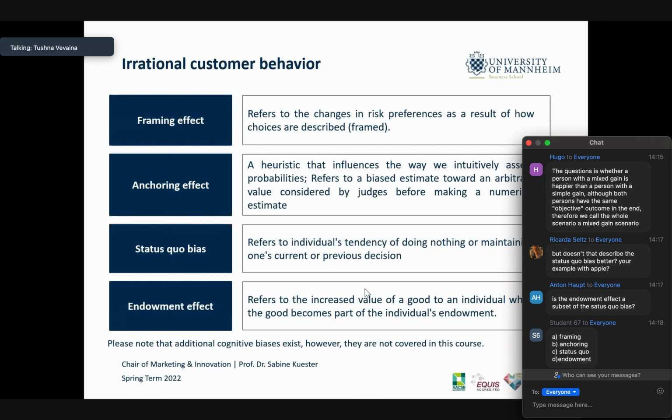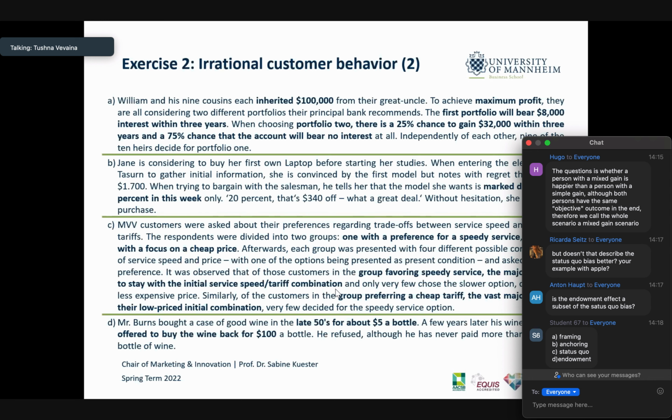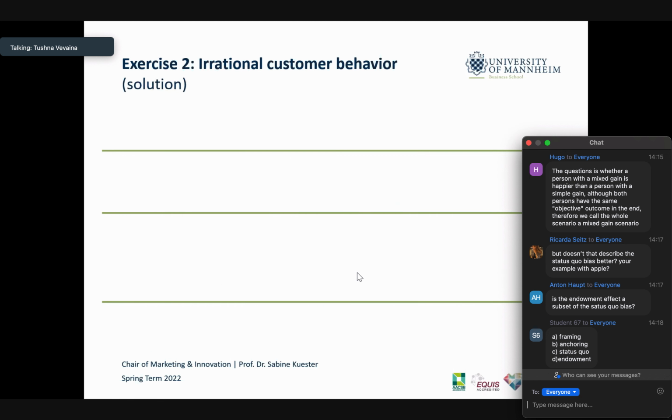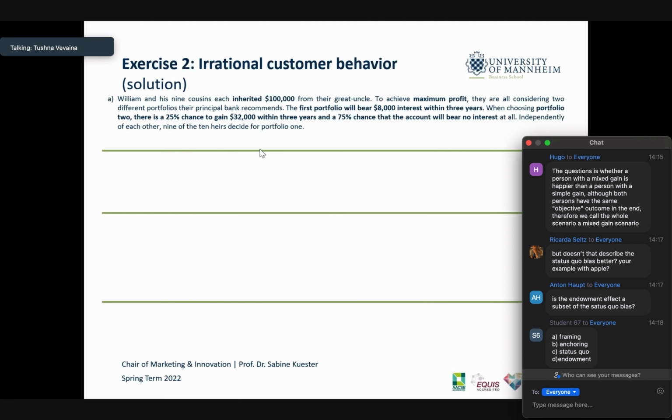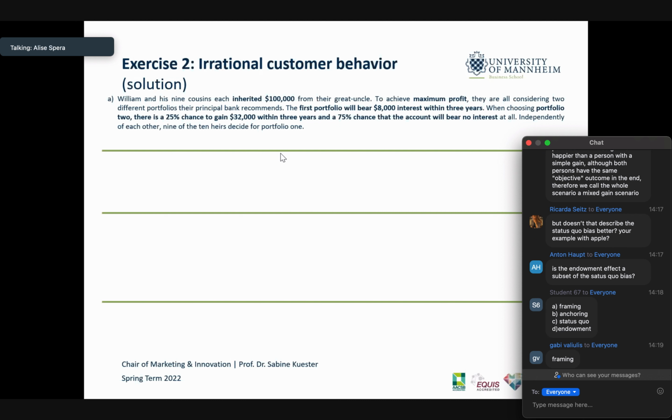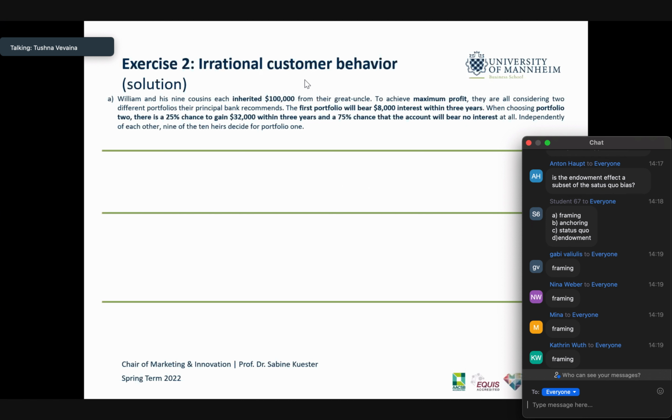And I'll proceed with asking you guys to shout out answers for each of these situations. So for the first situation, what type of an effect would you think this would be? Framing effect, exactly. This is where you have expected value theory playing in. So if you see a 25% chance to gain 32,000 versus a 75% chance where there would be no gain versus 8,000, they are both ultimately having the same value.